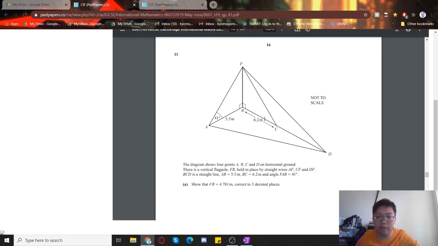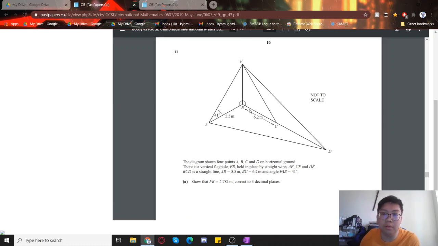I think we have a few more. Should I have FB? Okay, equals what is it? It's 4.781. Okay. Oh, they're really nice. They gave you the angles and whatnot.